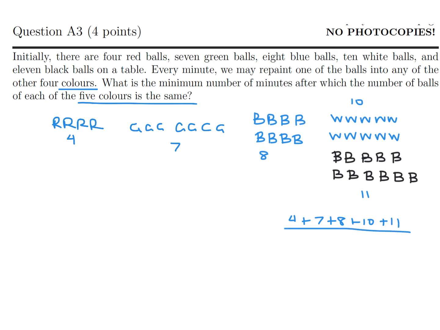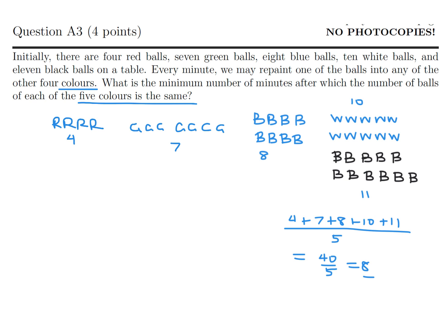1, 2, 3, 5 of these colors, right? That's going to give you what the average would be. And this is 40 over 5, so that's 8. That means when this is all done, all colors should have 8. There should be 8 balls of each color for everything to be the same. Okay, that definitely helps us out.